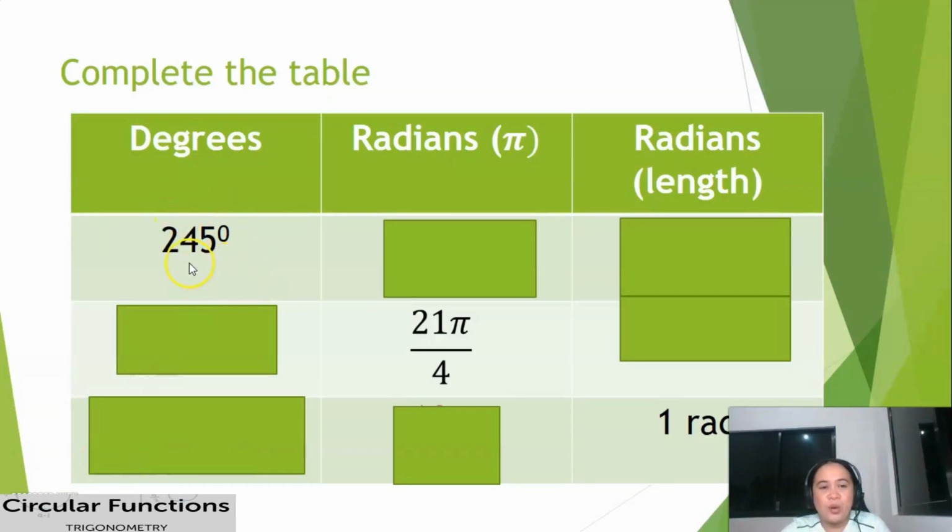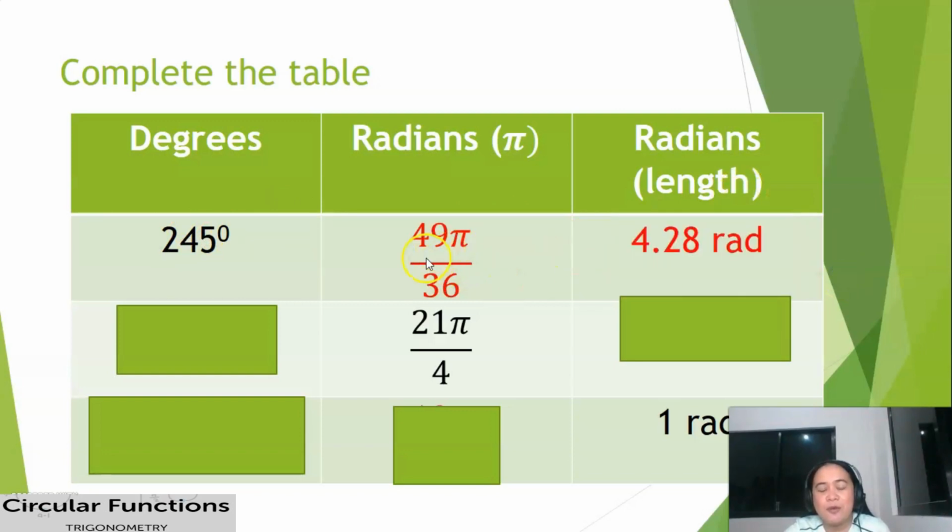Now, let's have this. 245 degrees, convert this to radians. So, 245 times pi over 180, you'll get this. And to get the radians in length, that would simply be 49 times 3.1416 over 36, you'll get this.